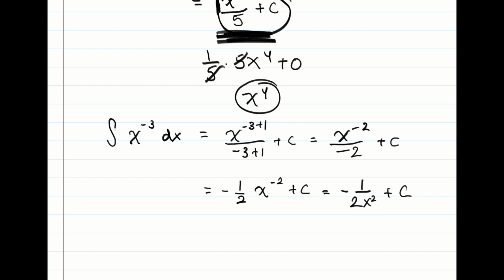Negative exponents come down. So it works. You can try to take the derivative of this one, and you should only get x to the -3 power.